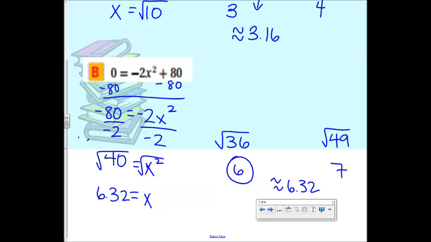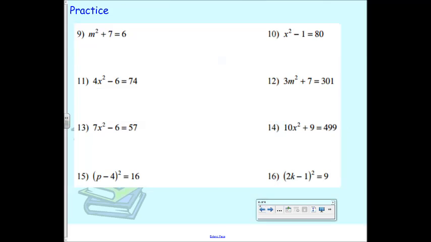I would like you to do at your boards any 4 of these. Just try any 4, but I'm going to call it in 5 minutes so you can do your exit ticket, so try to work quickly.